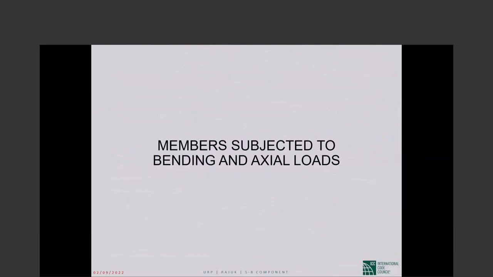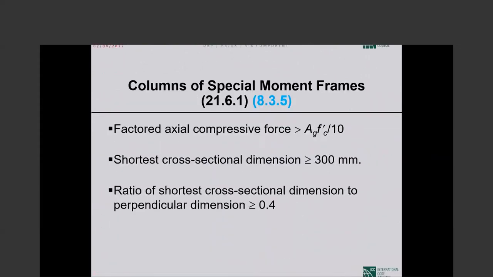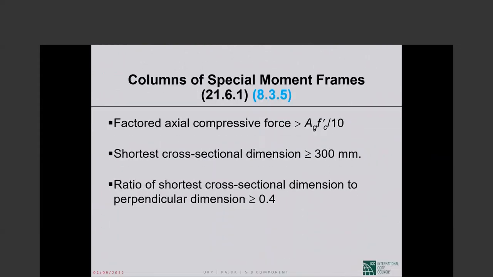Okay. Now columns. Members subject to bending and axial loads. So columns have axial load exceeding one-tenth A_g f'_c. Dimensional limitations: shortest cross-sectional dimension, 12 inches. So a column of a special moment frame cannot have a dimension smaller than 12 inches.